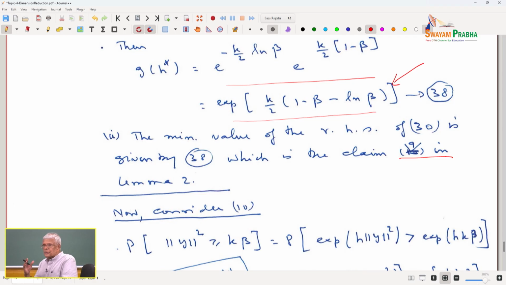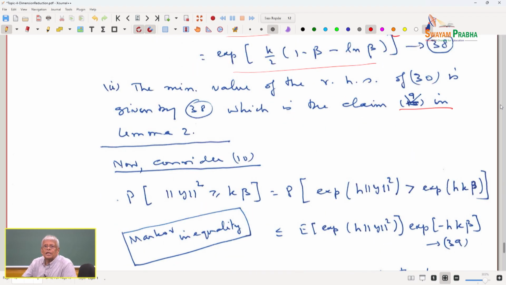So lemma 2 can be verified by simply doing two steps. One is trying to apply the Markov inequality, and then trying to compute the moment generating function and minimize the upper bound on the moment generating function by appropriate choice of the parameter h, so that you get the best upper bound.